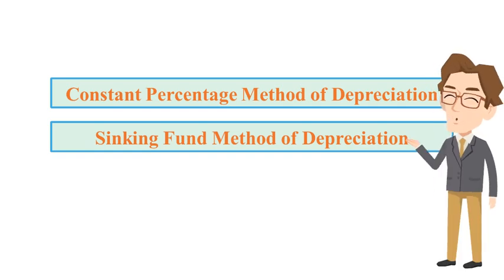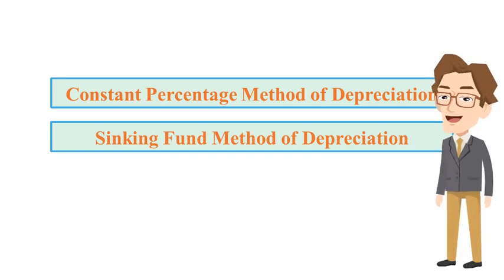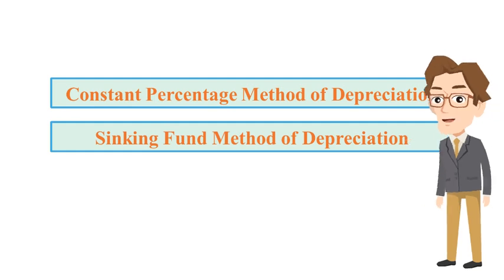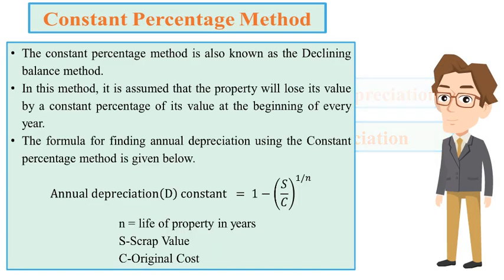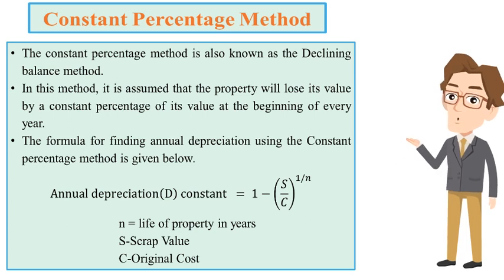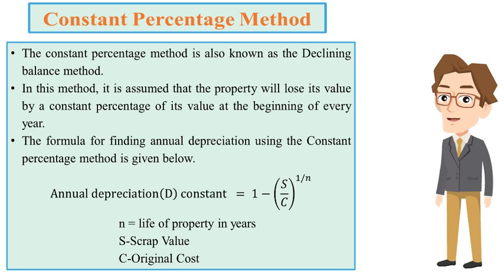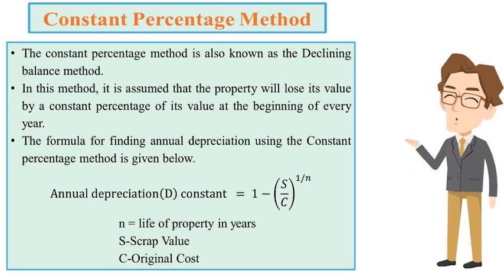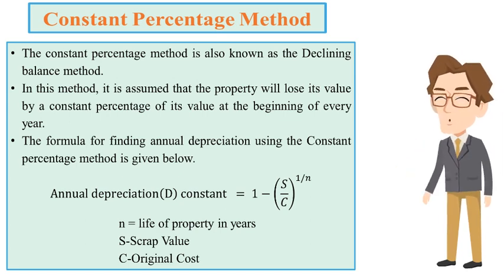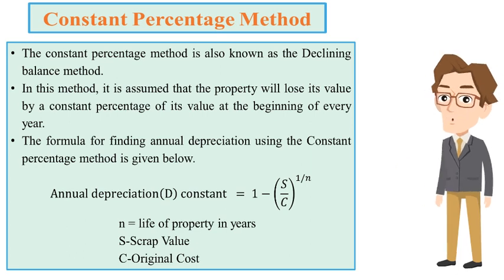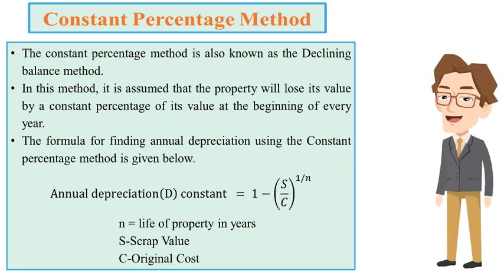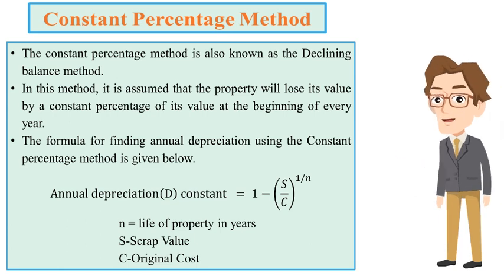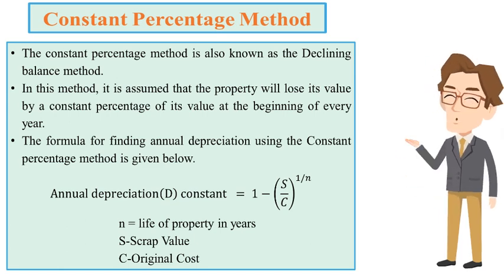Today's lecture will cover the remaining two methods of depreciation, the constant percentage method and the sinking fund method. Constant percentage method. The constant percentage method is also known as the declining balance method. In this method, it is assumed that the property will lose its value by a constant percentage of its value at the beginning of every year.